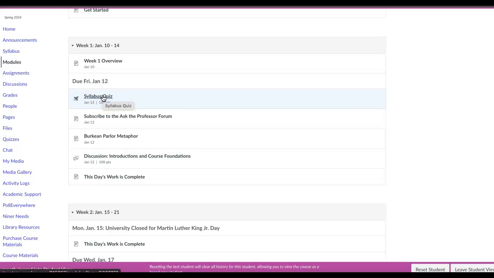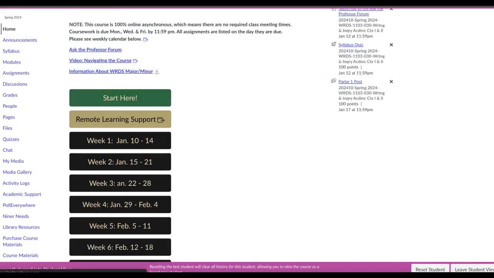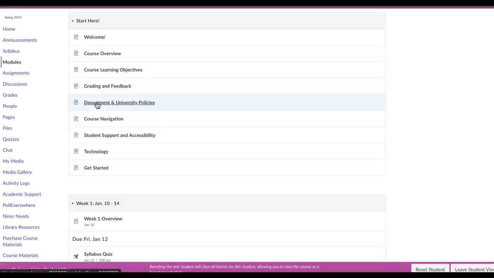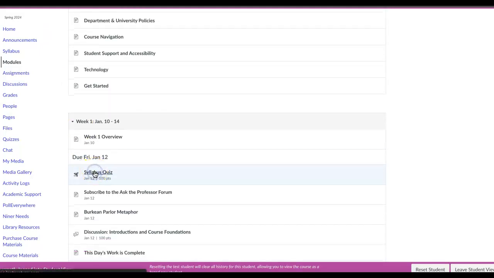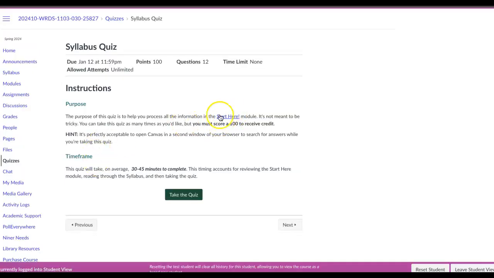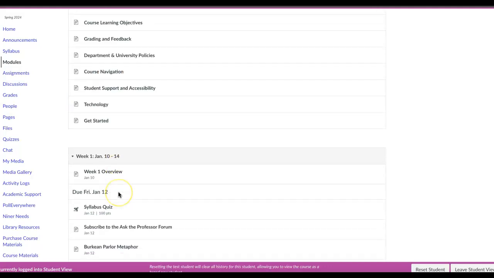So the first thing is I would suggest you take the syllabus quiz. The syllabus quiz is going to have you looking at all the materials in this Start Here module. So this is basically a breakdown of our syllabus. So I've broken the syllabus into these different pages so that it's easier to access the information. So please read through those and then take the syllabus quiz. And you can have access to that Start Here information there. Okay, and then you can either click next to get to the next assignment, or just come back here.